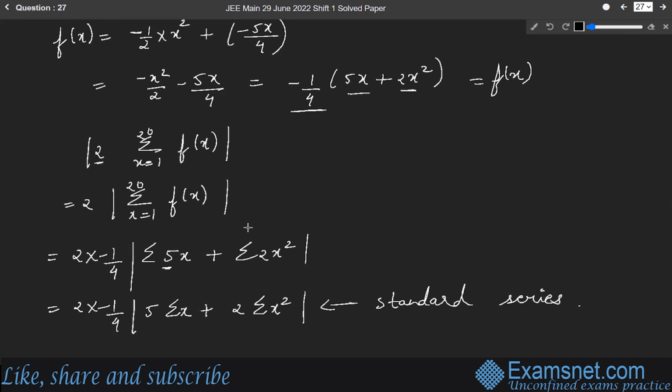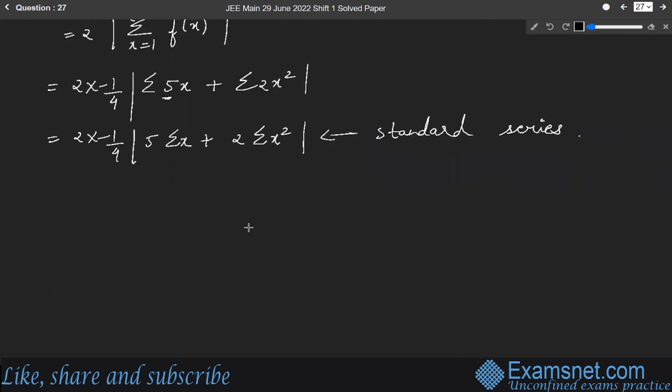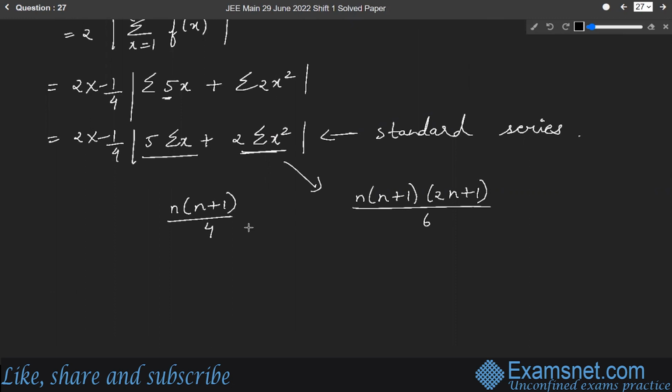Now we have to use two basic formulas here. For this part, we have to use the formula which is n into n plus 1 divided by 4. And for this part, we have to use a formula which is n into n plus 1 into 2n plus 1 divided by 6. All right. So 2 into minus 1 by 4 is minus of 2 by 4, right?